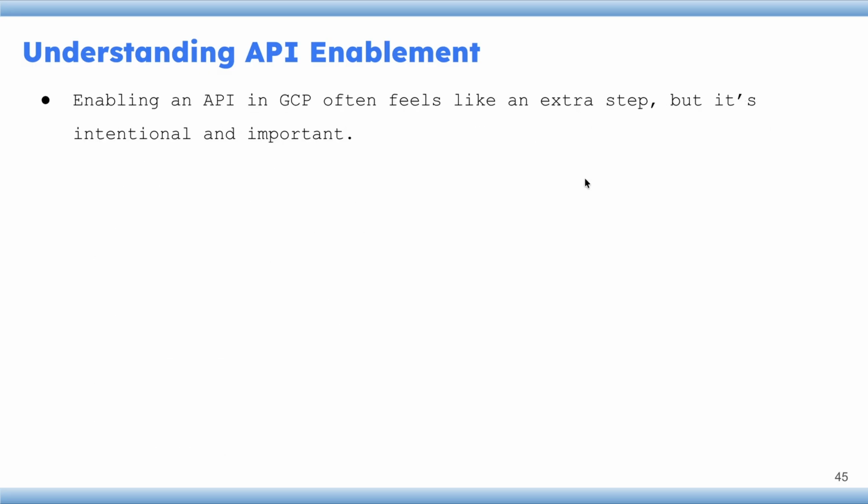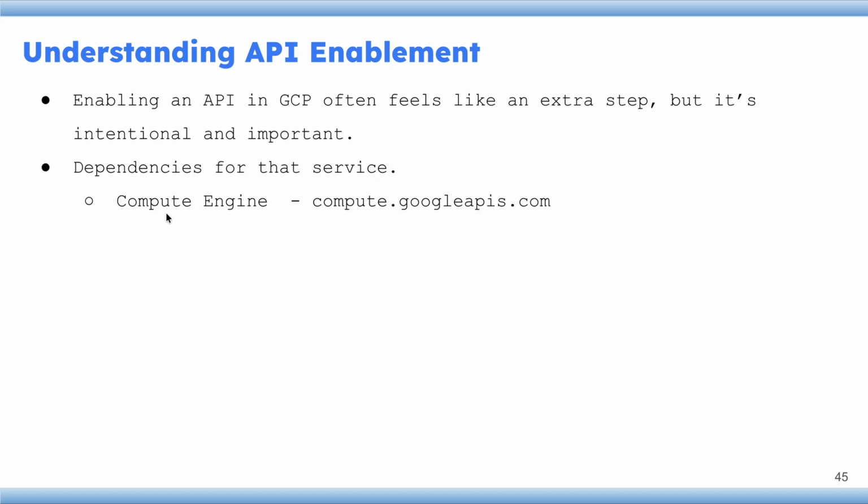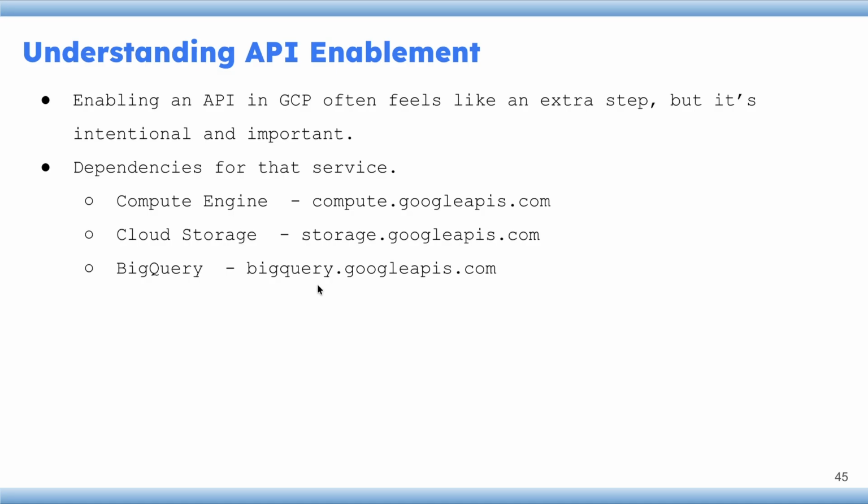Enabling an API in GCP often feels like an extra step, but it is intentional and important. It is like unlocking a service for your project before you use it. APIs of important services look like this: Compute Engine, compute.googleapis.com; Cloud Storage, storage.googleapis.com; BigQuery, bigquery.googleapis.com; and GKE, container.googleapis.com. So this is why enabling an API inside a GCP project is very important.